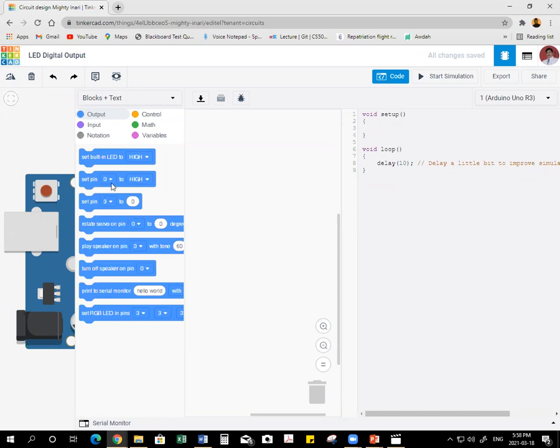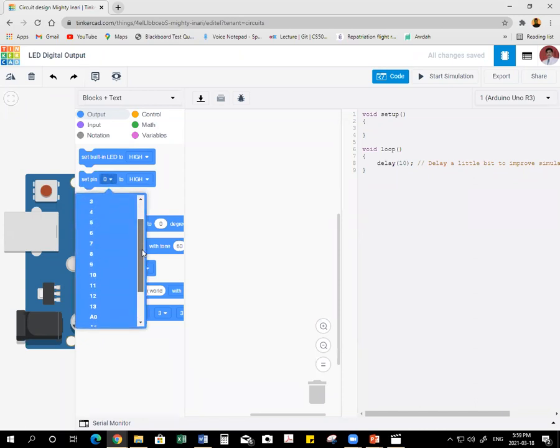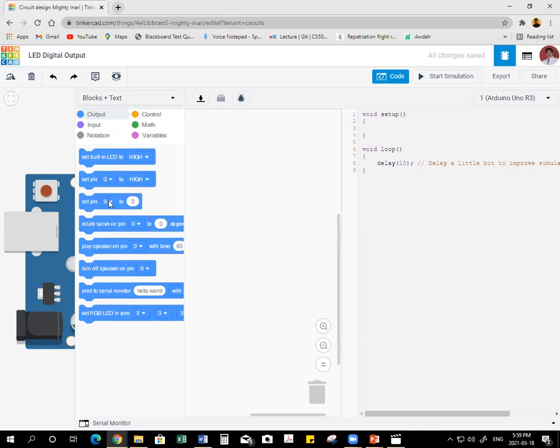Now set pin, here different pins will be there. How many pins are there? Step by step we'll study that one. I'm just reading out what blocks we have: set pin, rotate servo pin, play speaker, turn off speaker, print serial monitor, set RGB. All we'll study one by one.